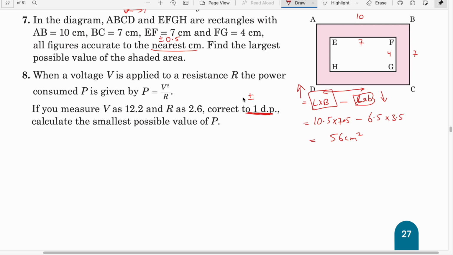Very good. 0.05. It is already 1 dp, which means 0.1. Half of that is 0.05. Very good. So now the question says calculate the smallest possible value of P, V square over R. How do we get the smallest value of P? Numerator should be more or less?